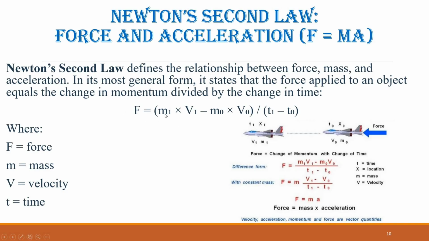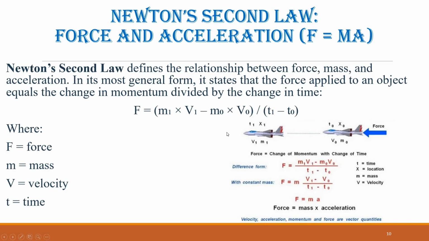Force equals the product of the mass at the later point in time multiplied by the velocity at the later point in time, minus the product of the mass at the initial point in time multiplied by the velocity at the initial point in time, all divided by the change in time.